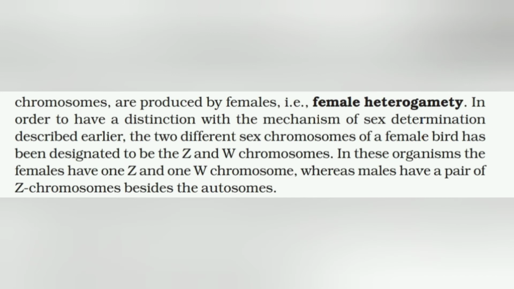In order to distinguish it from the mechanism of sex determination described earlier, the two different sex chromosomes of female birds have been designated Z and W chromosomes. In these organisms, the female has one Z and one W, whereas the male has a pair of Z chromosomes besides the autosomes, as seen in the earlier two methods of sex determination in organisms.